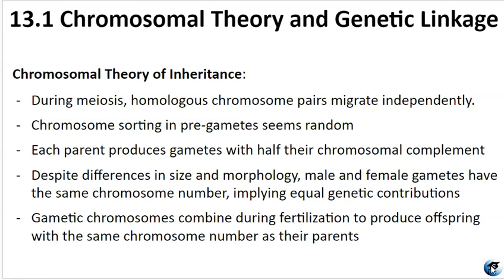Each parent produces gametes with half the chromosomal complement. The sperm and egg, despite their differences in size and shape, have the same number of chromosomes, which suggests equal genetic contribution from each parent. And the gametes combine during fertilization, which results in offspring that have the same chromosome number as their parent.